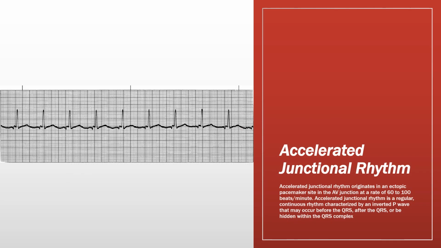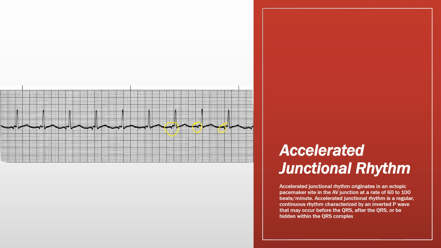Next, we would go into an accelerated junctional. So again, it's just an inverted P wave before, after, or during, but now our rate is going to be 60 to 100 beats per minute. So we're accelerated. So here, if you can't see, there's the inverted P waves before the QRS. So we're just going a little bit faster. Normal junctional rhythm is 40 to 60 because, again, remember the AV node is 40 to 60 beats per minute. Accelerated, we're going 60 to 100 beats.